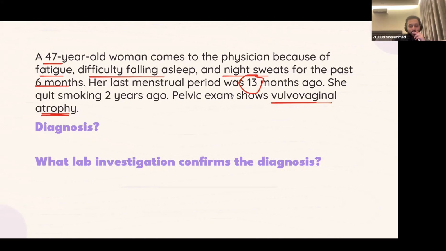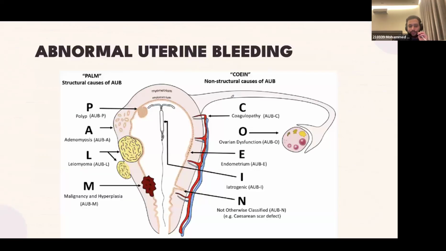So how do you manage vulvovaginal atrophy? Simple. You give estrogen. Okay, perfect. Topical estrogen. Okay, so this is menopause. Now, what one single lab investigation confirms this diagnosis? FSH. Excellent. Increased FSH. Remember FSH. Okay, so that's pretty much menopause.